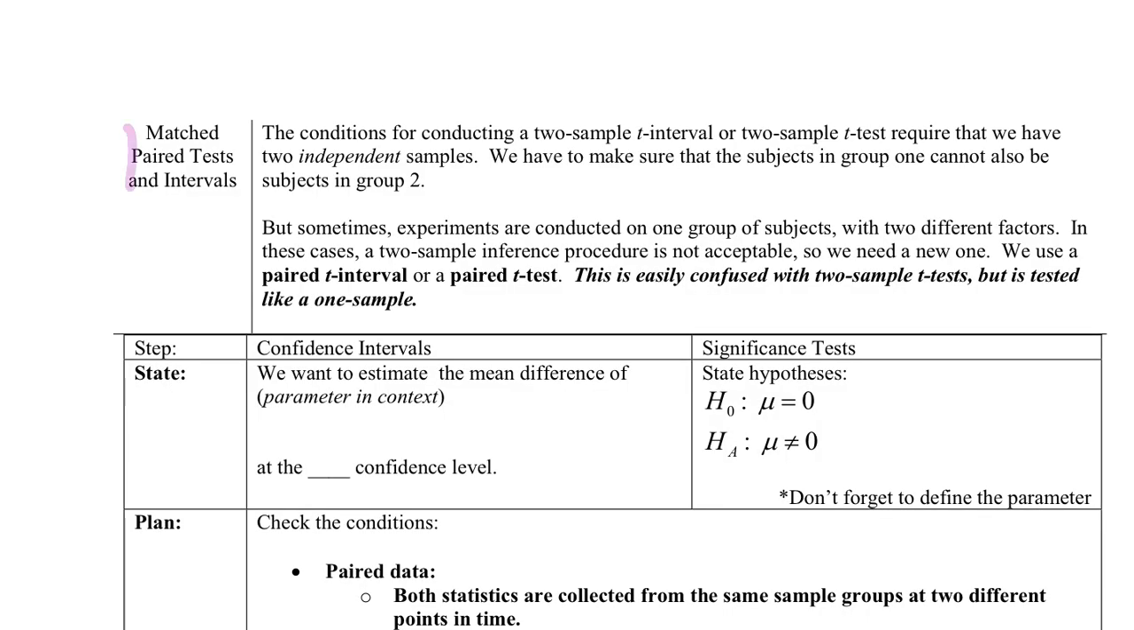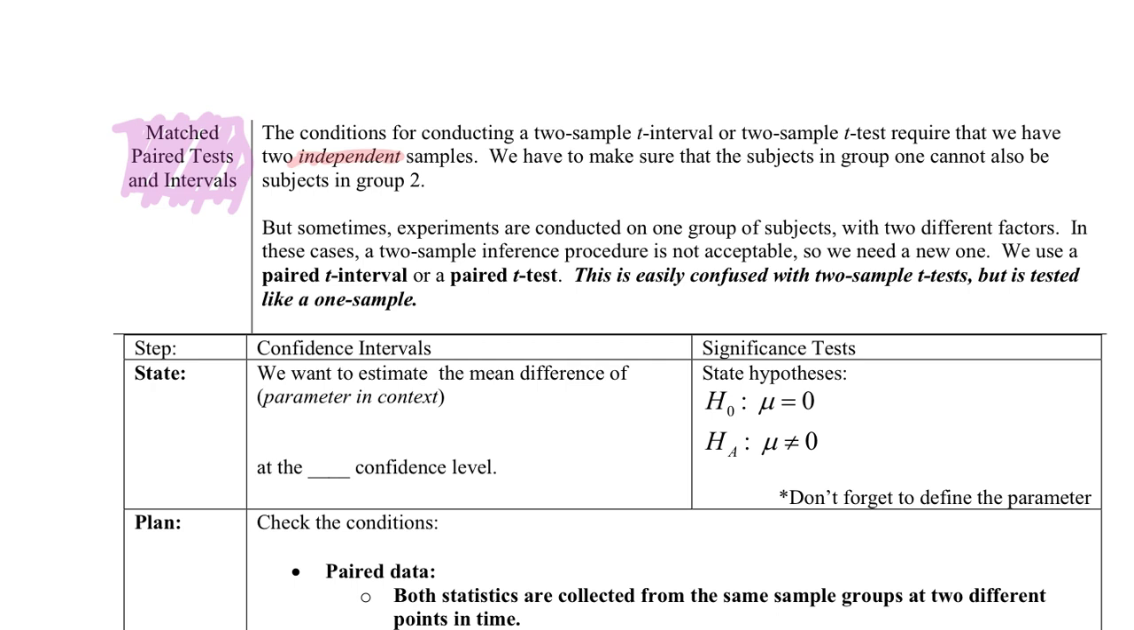Let's get into matched pairs. We did matched pairs design way back when we did experimental design. I want to say the first chapter we did, chapter 4. But matched pairs you have to be careful with because they are not independent samples. This is when the subjects in group 1 are the same as the subjects in group 2.